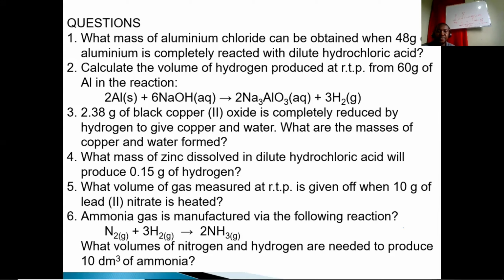The 133.5 is the molar mass of aluminum chloride, which has 3Cl, which is 35.5 times 3, which is 106.5, plus it has 1 Al, and Al is 27. So we get 133.5 to be the molar mass of aluminum chloride. Question 2 should be a little bit easier. It gave you the equation. So go ahead and find the volume of hydrogen at RTP. All right, so someone.